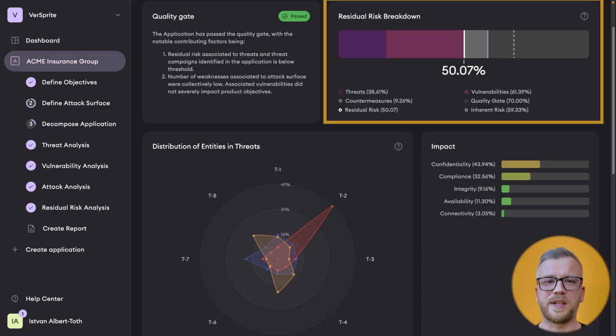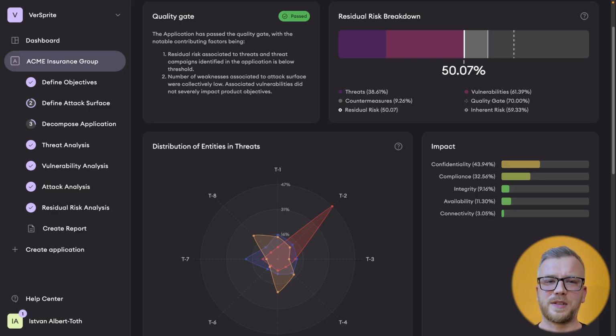Then there's the residual risk, which is simply the risk that remains after you account for the defenses you already have in place. Most platforms only tell you what's wrong. Fork looks at what's wrong, what's possible, what's already protecting you, controls and defenses, and you define what good enough means for your organization. That's the difference.